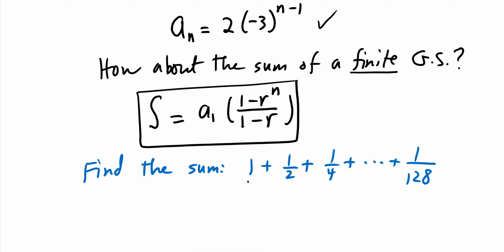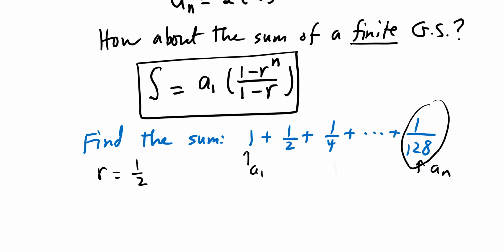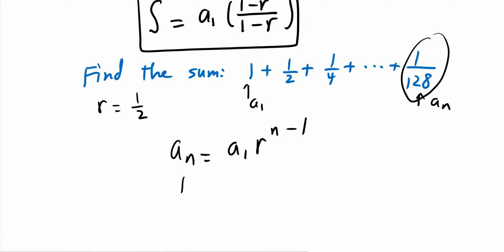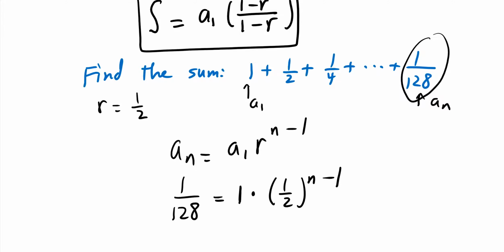So this is a_1, this is a_n, and as I said, r is 1/2. This 1 over 128 is the general term of the sequence. Remember, we gave you a formula earlier: a_n equals a_1 r to the n minus 1. a_n here is 1 over 128, a_1 is the first term, 1, times r, which is 1/2, to the n minus 1. I want to solve for n.